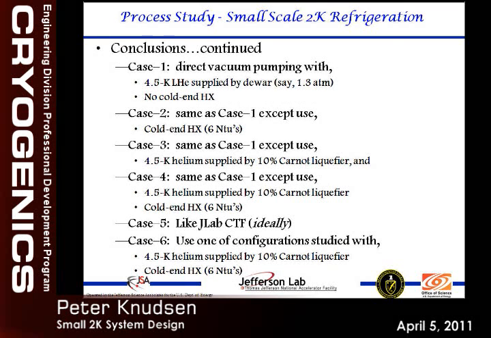The first case that we're looking at is using a direct vacuum pump being supplied by a dewar. The second case is the same, except we'll add in a heat exchanger at the cold end, that 4 to 2K heat exchanger we've been looking at. The third case will be that we're doing direct vacuum pumping, but we're using a liquefier, a commercial liquefier. Fourth case, we add that heat exchanger in with the liquefier.